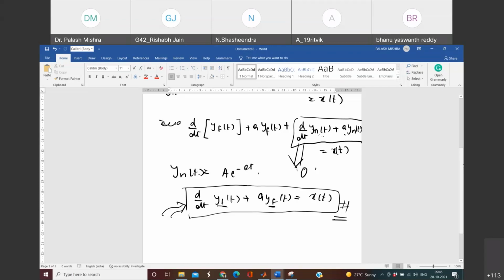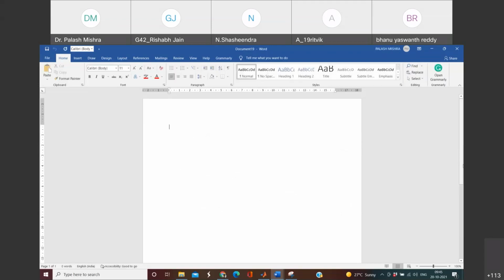I'll give you a very small but very important example to show how this is used in solving questions. Suppose you have a system whose equation is given by dy/dt plus 2y equals t square. We have to find the system response y(t).